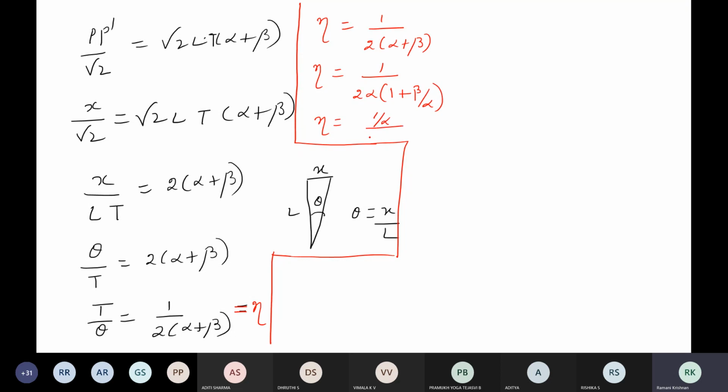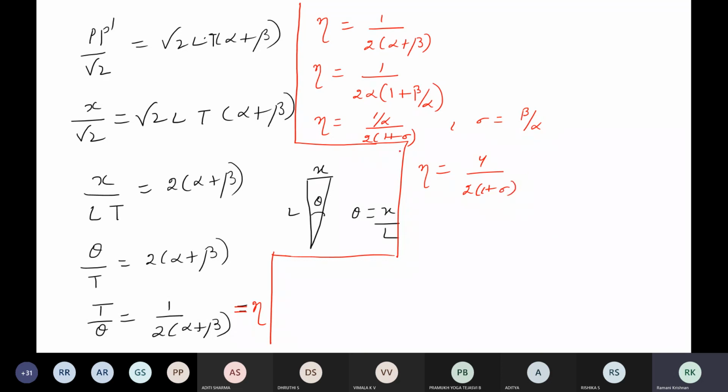Then I'll write eta equal to 1 by alpha into 1 plus sigma. Can I write that? Because we know, even if you don't know, yesterday I took beta by alpha equal to what? Poisson's ratio, right? So eta is equal to Y by 2 into 1 plus sigma.